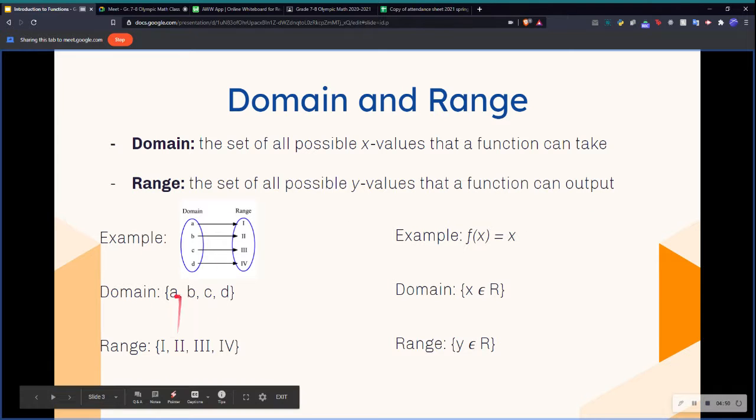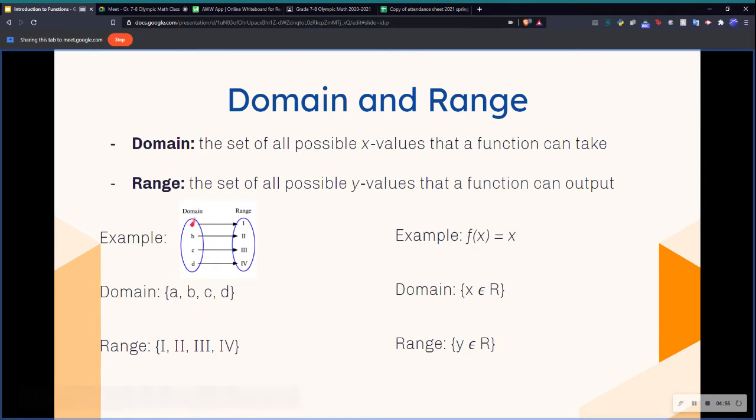And let's look at a couple of examples. So let's look at this left example. We see that it has a diagram of a domain of A, B, C, D, and each of these points to an element in the range. So A points to I, which is the Roman numeral for 1, and B points to 2, C points to 3, and then D points to 4. So how would you write your domain and range in this case?